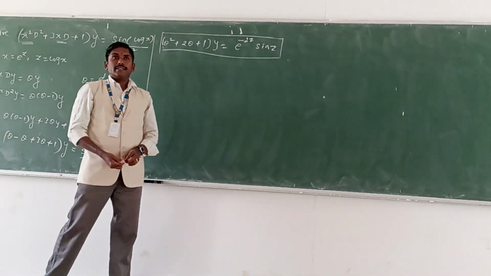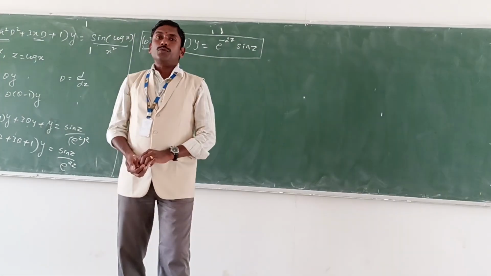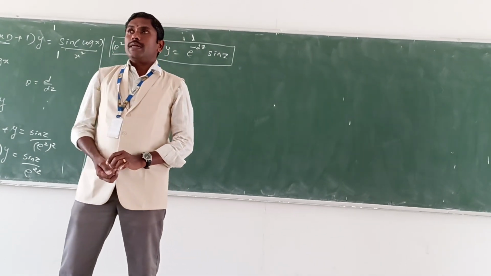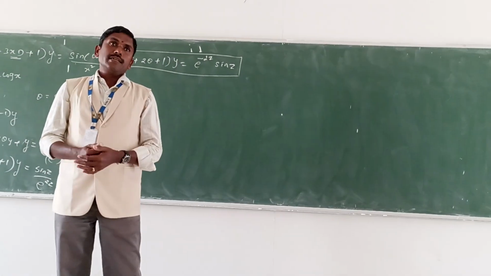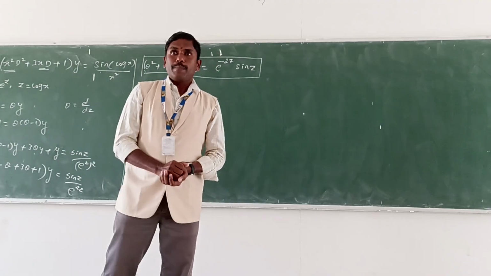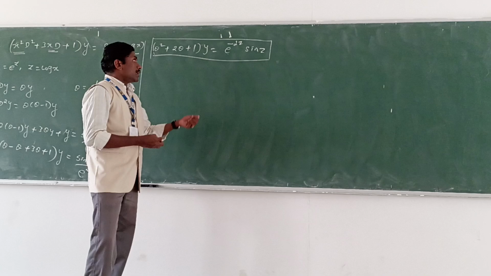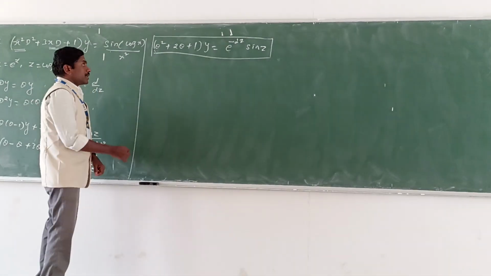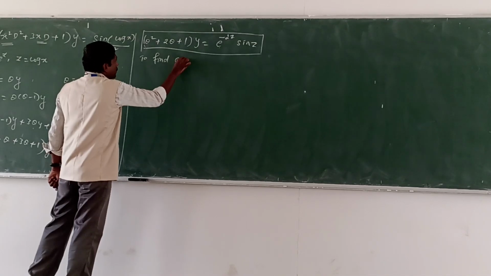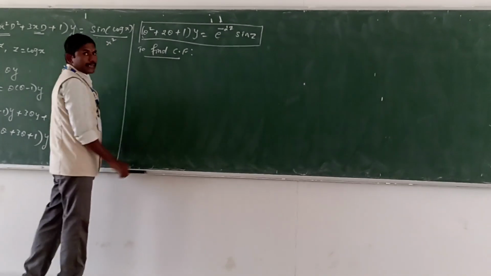Generally the differential equation solution consists of two parts. The first one is the complementary function, the second one is the particular integral. Then finally write the complete solution. The complete solution equals complementary function plus particular integral. So we calculate one by one the complementary function and the particular integral. The complementary function, short form CF.